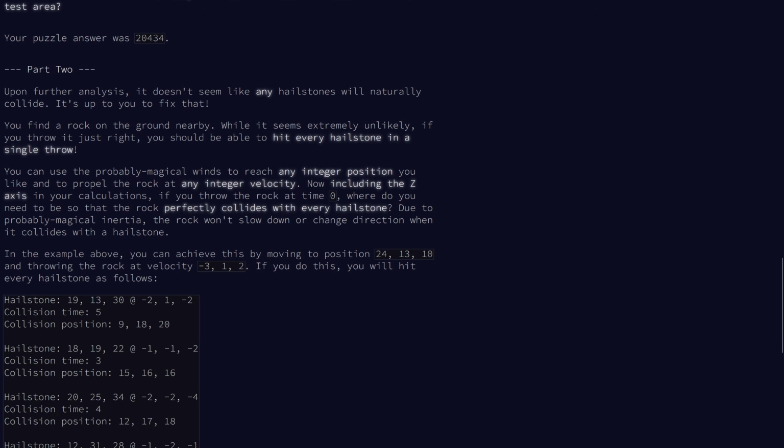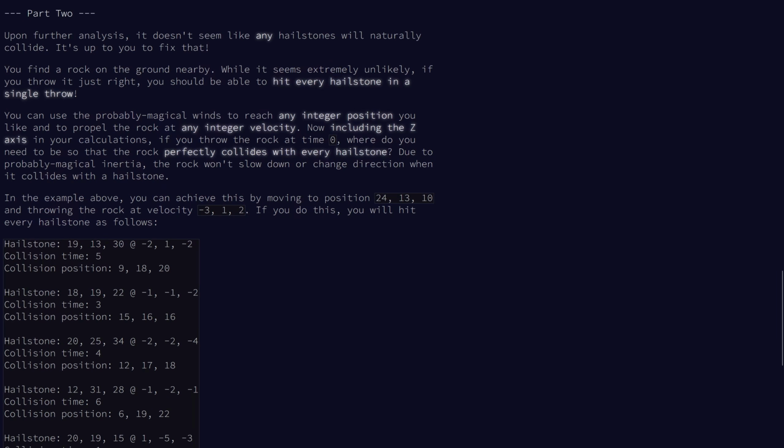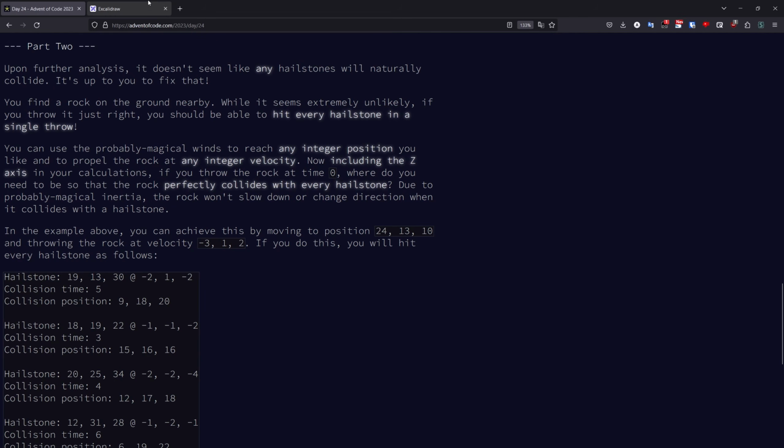So you can put yourself at any integer position you want, and throw the rock at any integer velocity you want. Including the z-axis in our calculations, we'll throw the rock such that it perfectly collides with every hailstone. So now we're not just looking for path intersection, we're looking for an exact collision. The rock also won't slow down or change direction when it collides with a hailstone. The way we're going to do this is by using SymPy. There is definitely a way to do it yourself, but it's just way simpler to use some sort of linear algebra solving library instead of trying to figure it all out on your own.